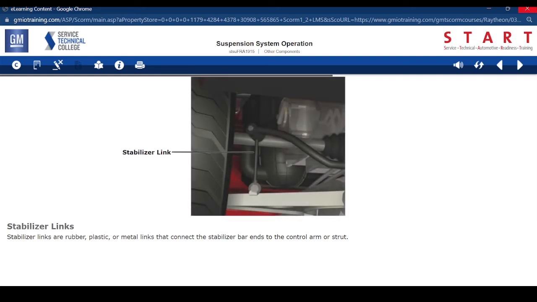Stabilizer links are rubber, plastic, or metal links that connect the stabilizer bar ends to the control arm or strut.